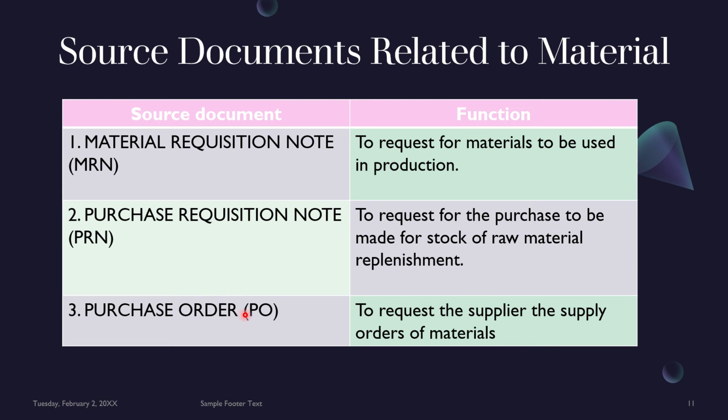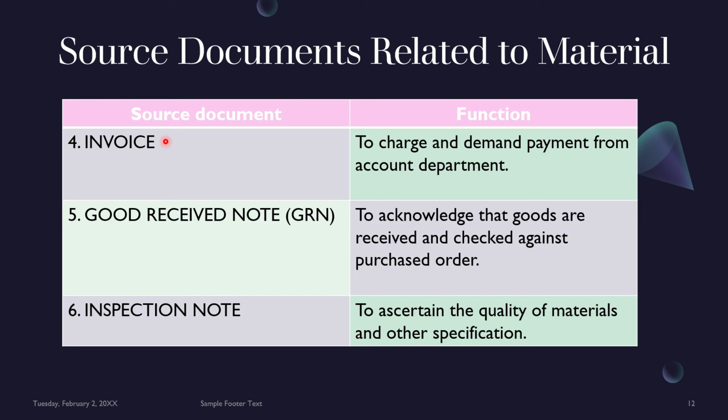Third is a purchase order, used to request the supplier to supply an order of material. And four is the invoice, used to charge and demand payment from the accounts department. Number five is goods receipt note, used to acknowledge that goods are received and checked against the purchase order. And number six is inspection note, used to ascertain the quality of material and other specifications.